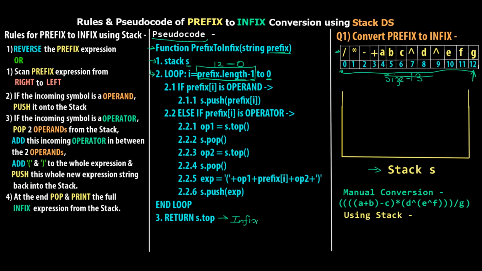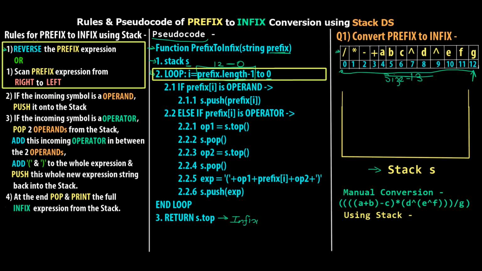So this corresponds to rule number 1, that is, reverse the prefix string or scan the prefix string from right to left. We can either reverse the prefix string or we can scan from right to left. So we are going with the right to left methodology. You can also go ahead by reversing the prefix expression, and in that case the loop has to go from 0 to 12, which means from left to right. Okay, so keep that in mind.